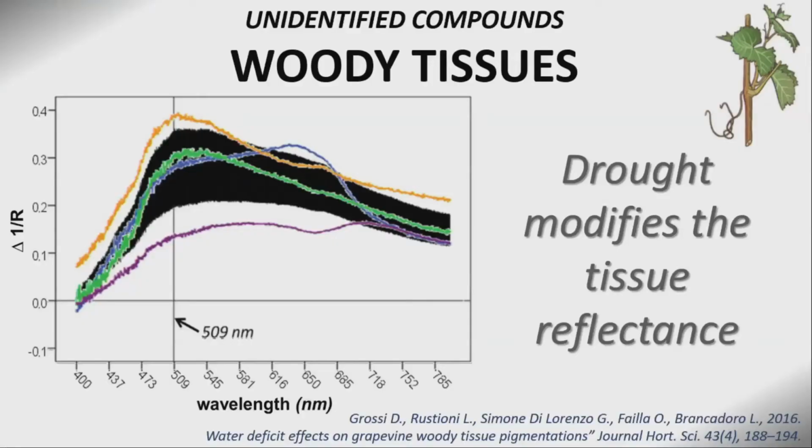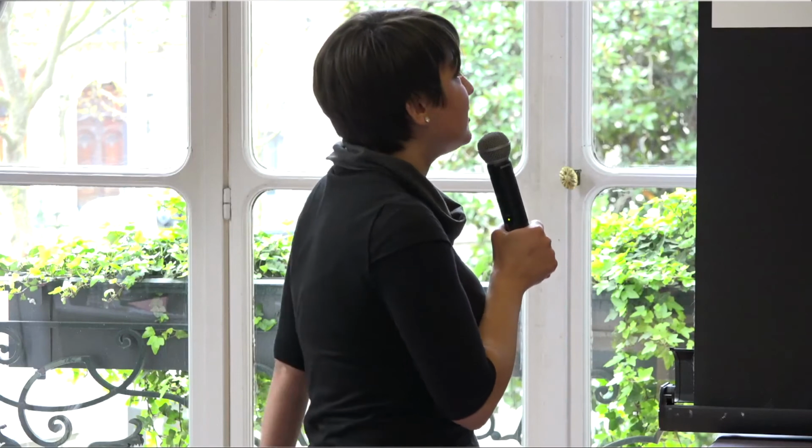So let's move to woody tissues. Another subject that we studied by reflectance spectroscopy is the characteristics of the stems, the woody tissue, especially to find drought resistant, drought tolerant varieties, or however to study the vine response to drought conditions.